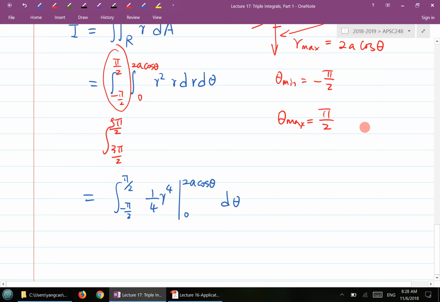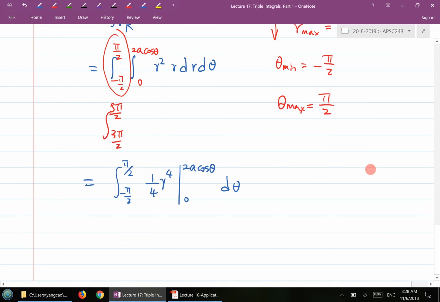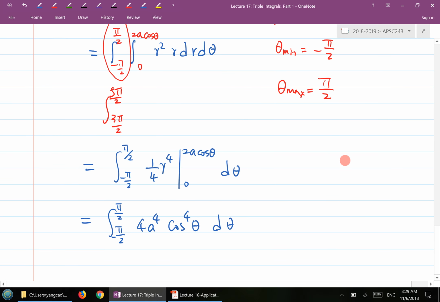So we got this quantity here. And then substitute into the limits. a cosine theta is coming into here. 2 to the power 4 is 16. So 16 divided by 4, you get a 4 here. So 4a to the power 4, and then cosine theta to the power 4, and then d theta. Okay, so that's what I mean. Once you calculate the inner integral, you'll get a result like this.